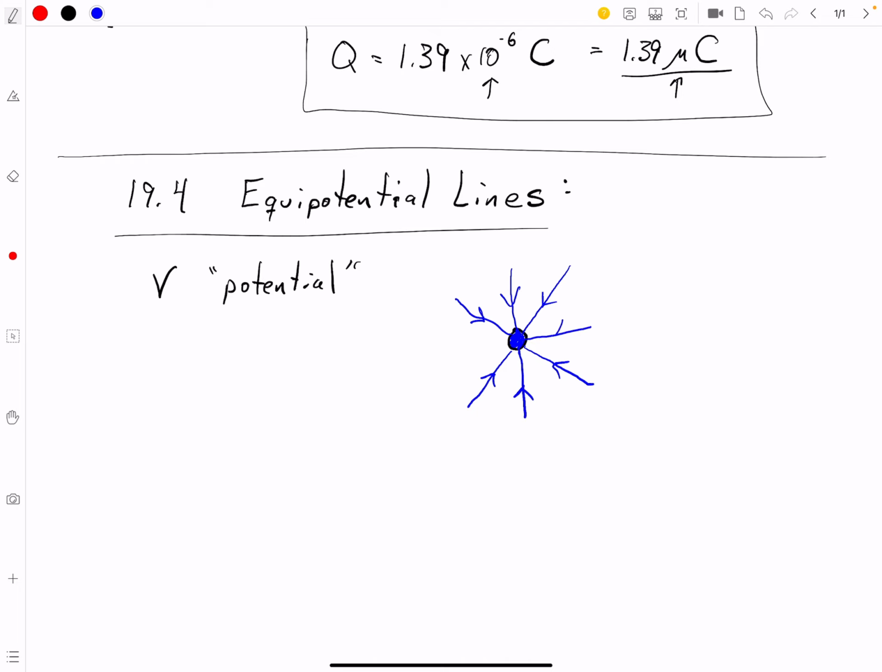I don't know. It's starting to look snowflake-ish. So, there's our equipotential line. I'm sorry. Those are not our equipotential lines. Those are our E field lines. E field. Okay. Let's see if I can draw a circle.